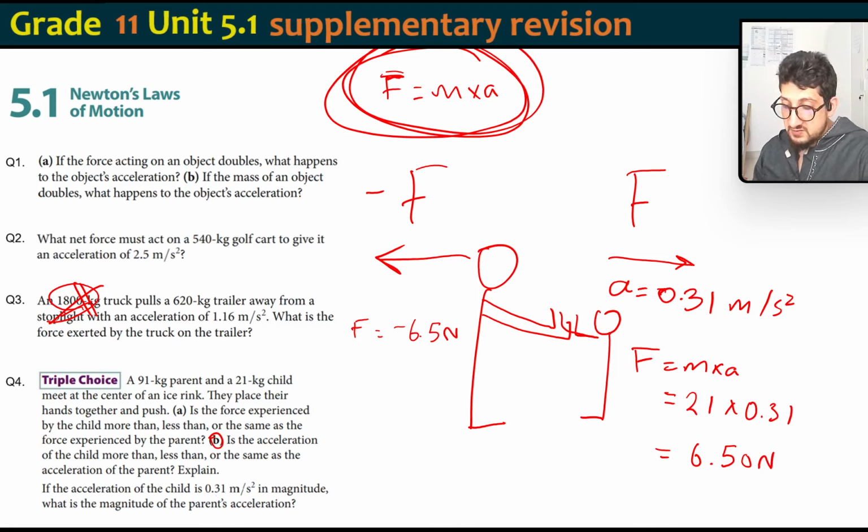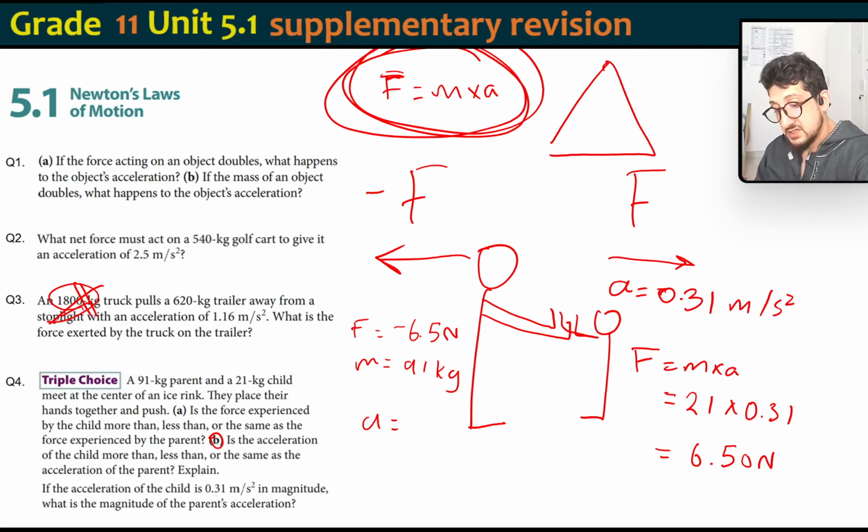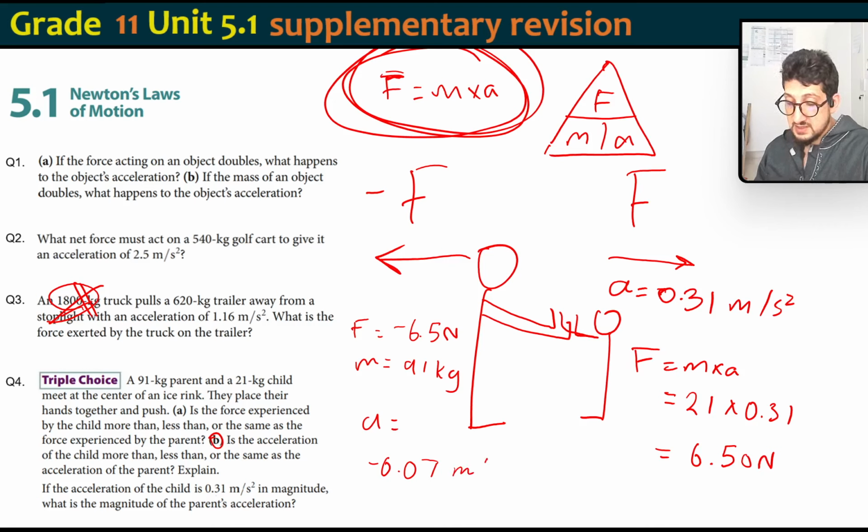Do we have the mass of the father? Yes, we do. The mass of the father is 91 kilograms. You can certainly work out the acceleration, can't you? So force equals mass times acceleration, obviously. So that's force, that's mass, times acceleration. We're trying to work out the acceleration. So it's going to be negative 6.5 divided by 91. So it's going to be negative 0.07. Oh, yep, meters per second squared.